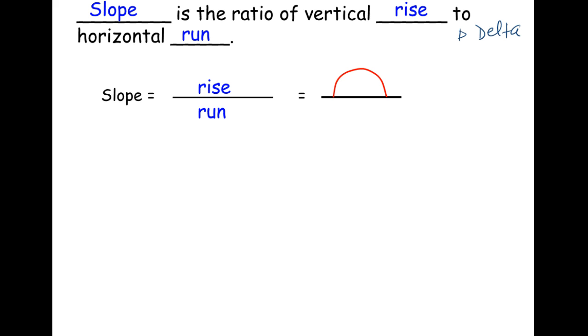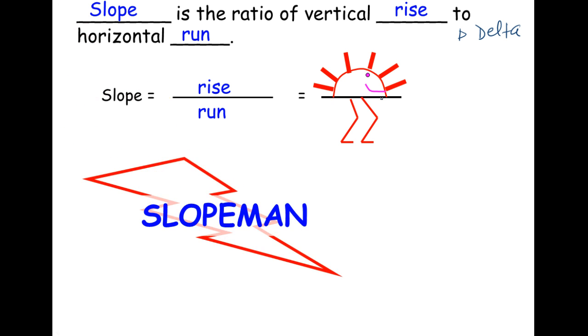So slope is rise over run, so you can see the rise like the sun is rising. And then we have run. You run with your feet. And this little guy is called the slope man. So remember Mr. Slopeman, we will use him a lot in this lesson to help us out.